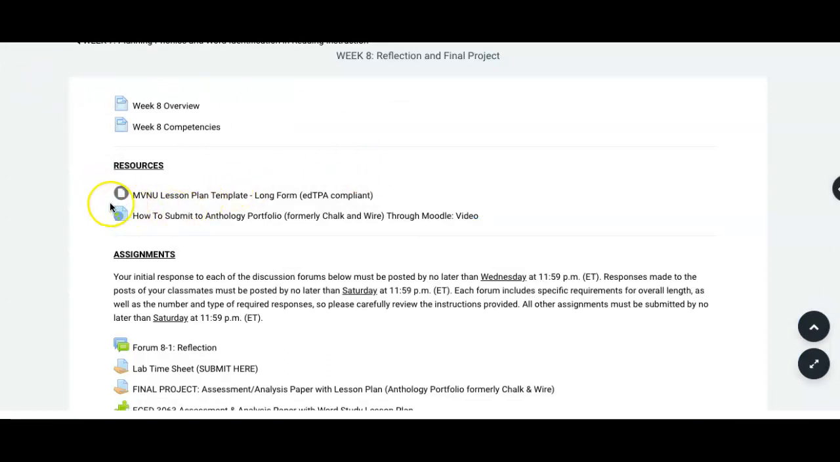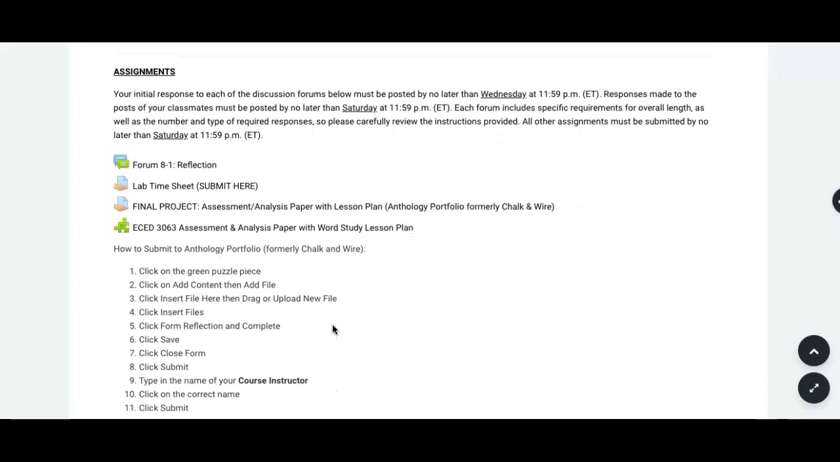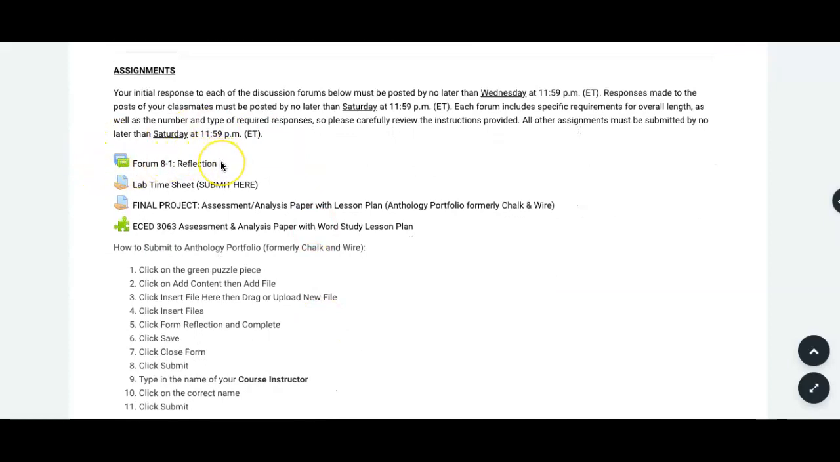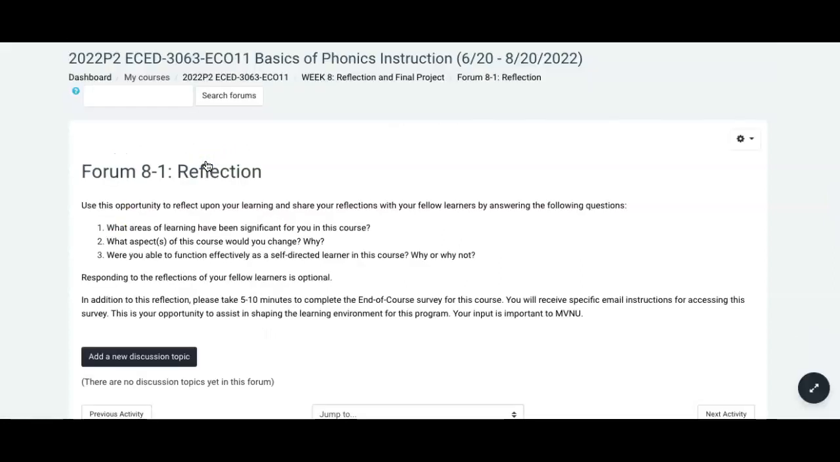Here are the directions of how to submit to Anthology Portfolio, which formerly was known as Chalk and Wire. Okay, this week, your initial forum post, which is due by Wednesday, no later than 11:59 p.m., is the reflection. You're going to use this opportunity to reflect upon your learning and share your reflections with your fellow students by answering the following questions, and there are 3 of them.